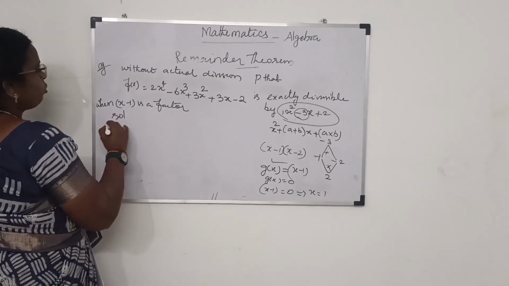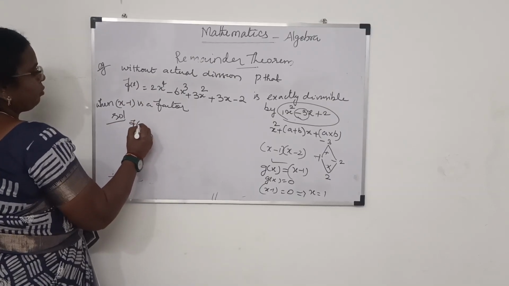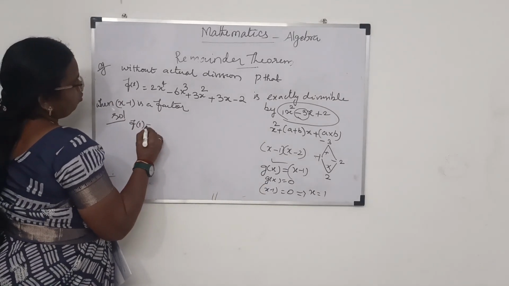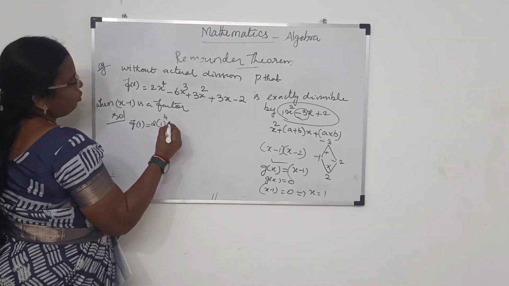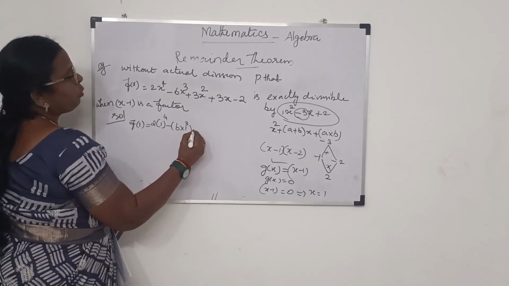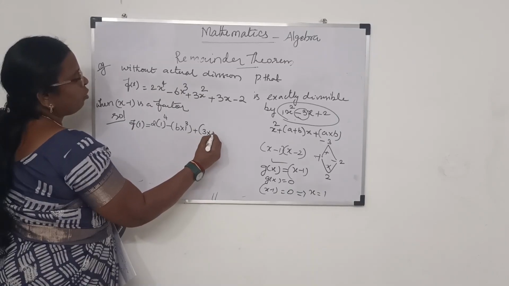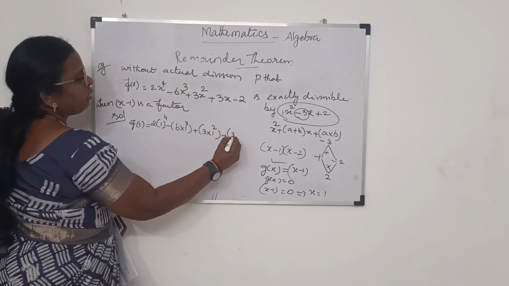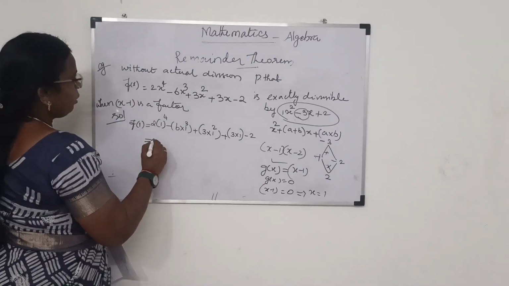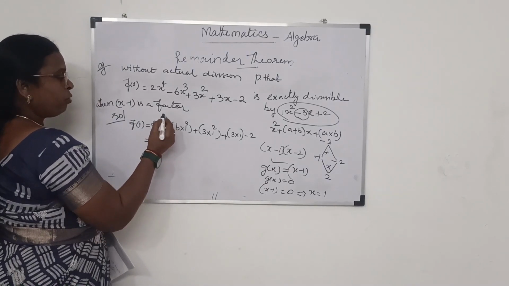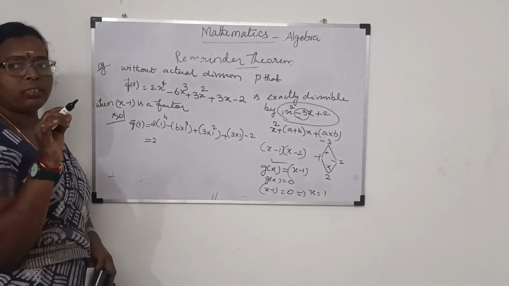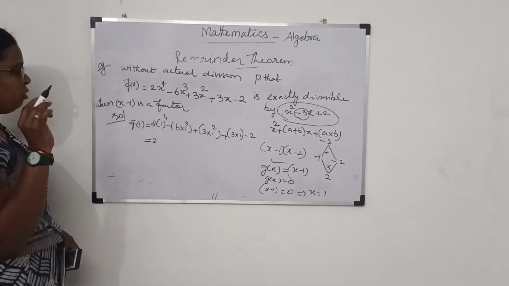So what will be the solution? f of 1. Instead of x, the value we found is 1. So 2 into 1 to the power 4 minus 6 into 1 cube plus 3 into 1 square plus 3 into 1 minus 2. 1 to the power any number is equal to 1. The only thing is we have to consider whether it is a minus 1 or plus 1.